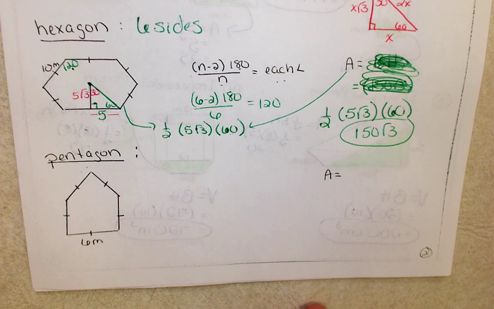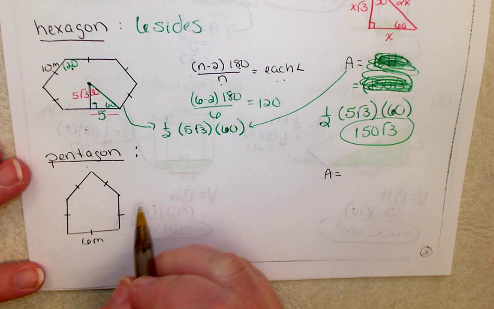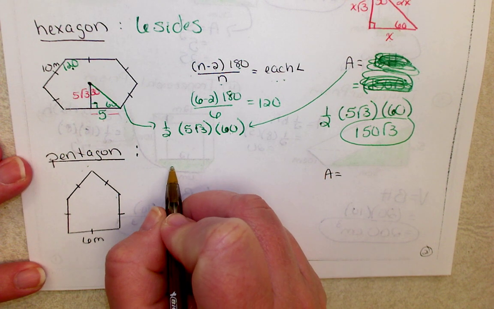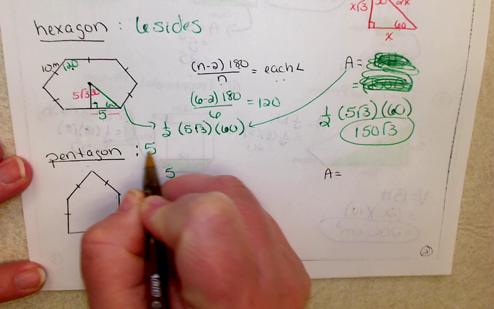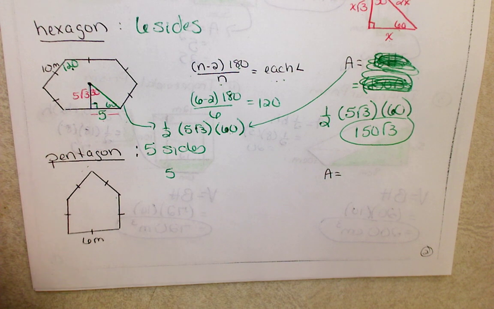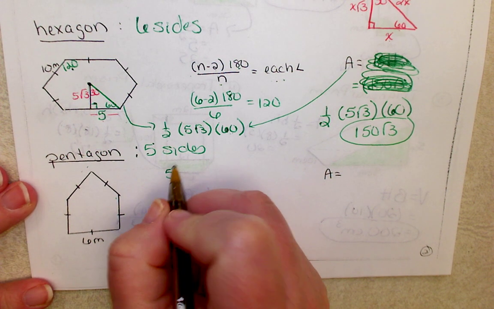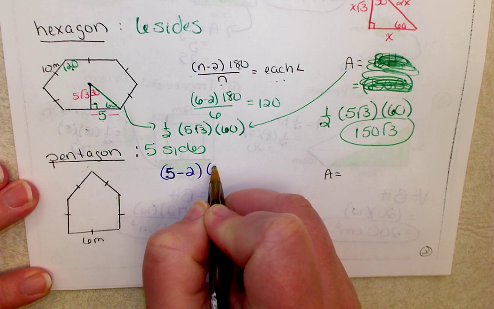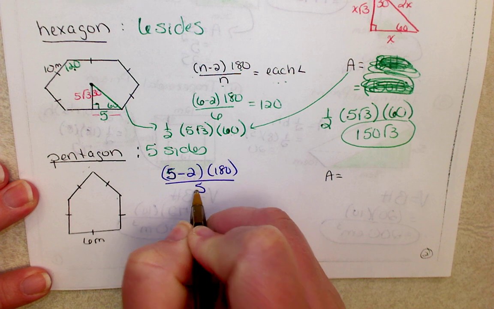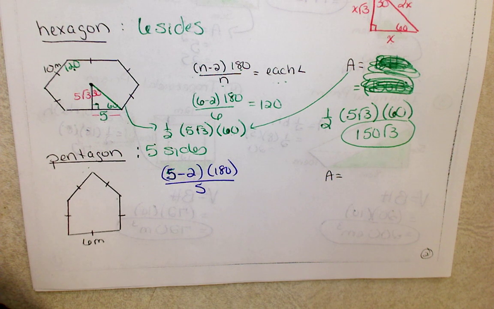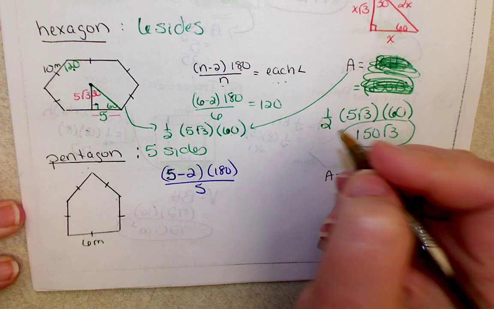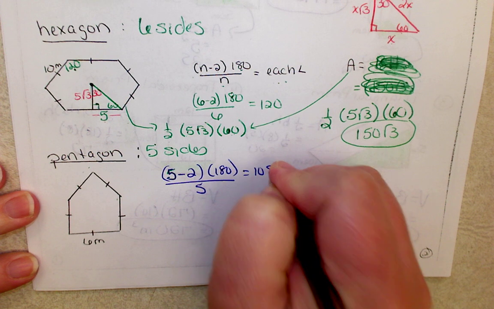All right, for a pentagon. Okay, so again, we've got to come in here and we're going to find out what each angle measures. So we're going to say 5, pentagon has 5 sides. 5 minus 2 times 180 over 5. So we'll say 3 times 180 divide that by 5, and we get each angle is 108.